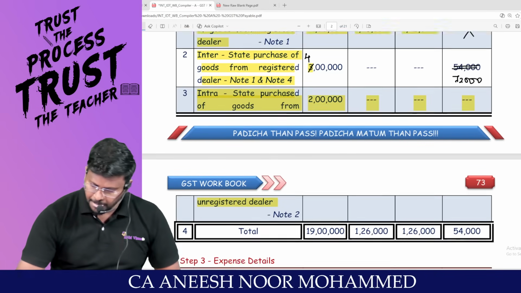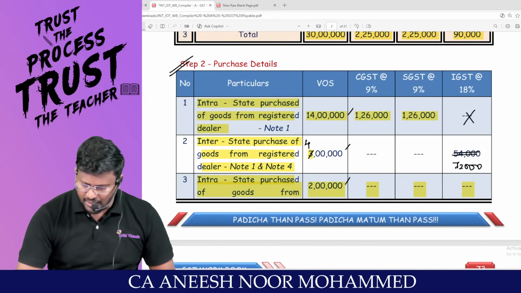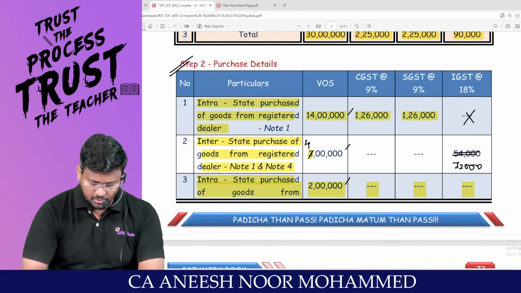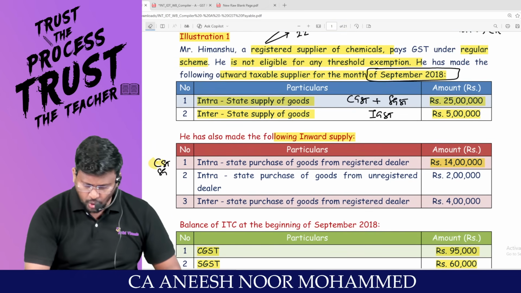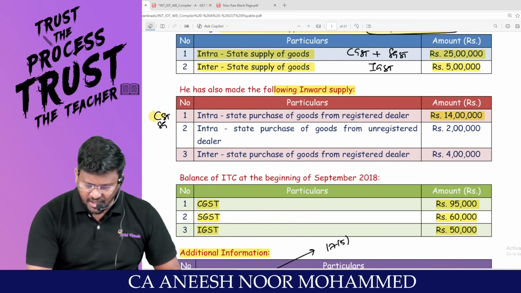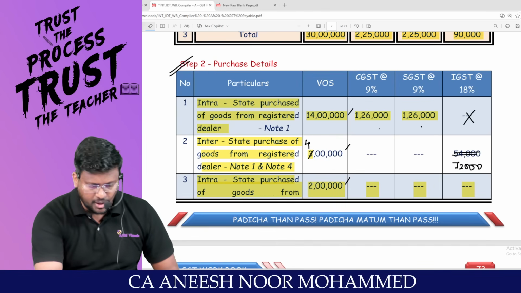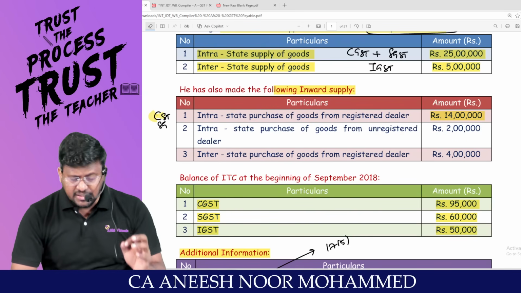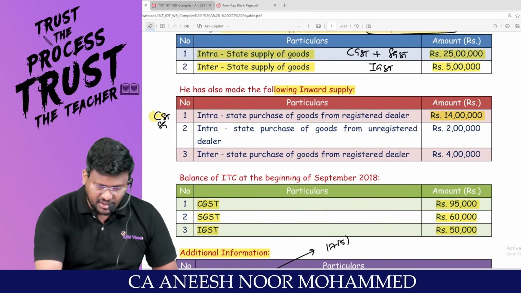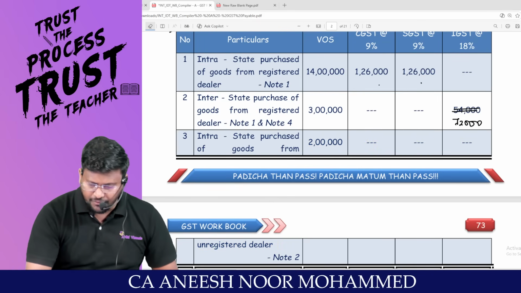Are you all really with me? So my dear lovable students, 14 plus 3 plus 2 lakh comes to... he also made the following inward supply. Intra-state purchase of goods from a registered dealer, 14 lakhs. For this 14 lakh, CGST of 9% and SGST of 9% would have been paid. Am I right? Then number 2, intra-state purchase of goods from an unregistered dealer is 2 lakh. Since it is from an unregistered dealer, we would not have paid any tax.